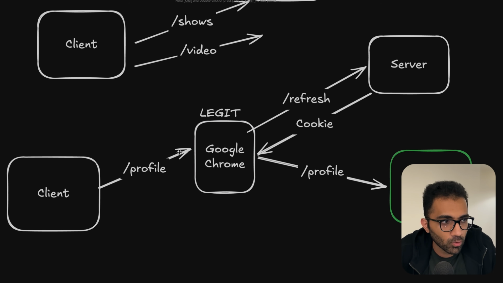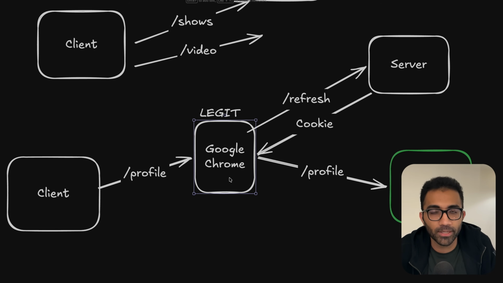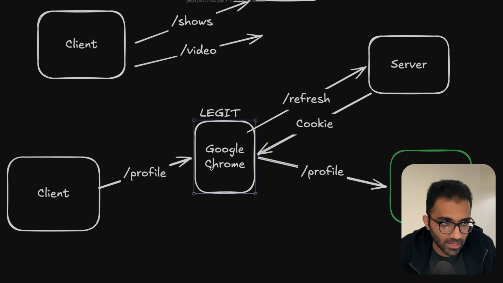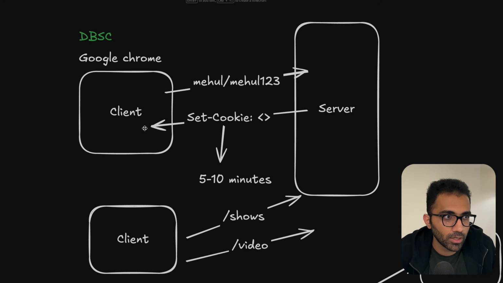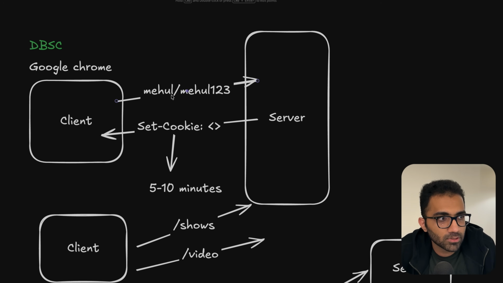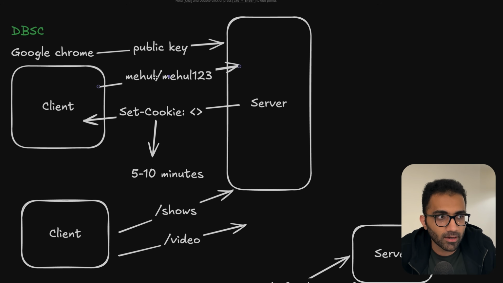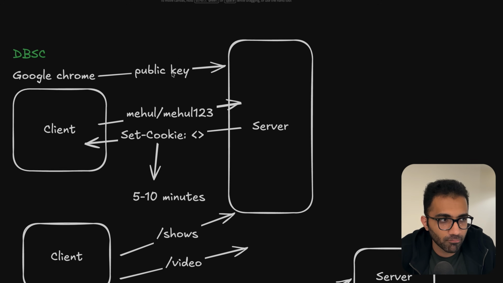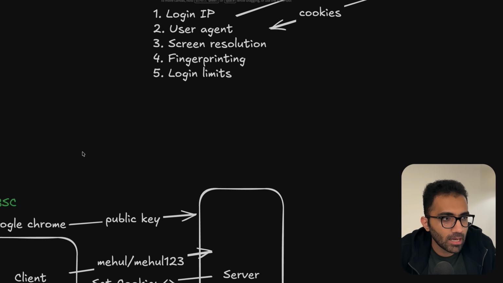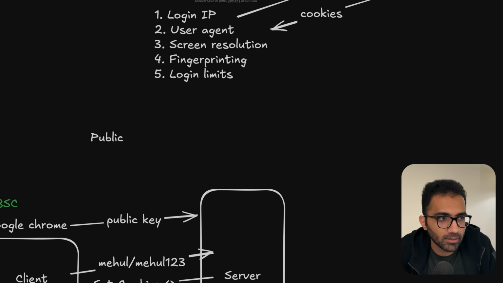Because what Google Chrome is doing over here, why can't this be copied onto another device? And for that, we have to understand what happens when you log in for the first time in a DBSC-based login system. So the trick here is that instead of just specifying your username and password, your client, which is Google Chrome, is also going to send a public key here, right? Now, I don't want to make it a super complicated, super math-stuff video, but let me give you a quick idea about how this public-private key stuff works.